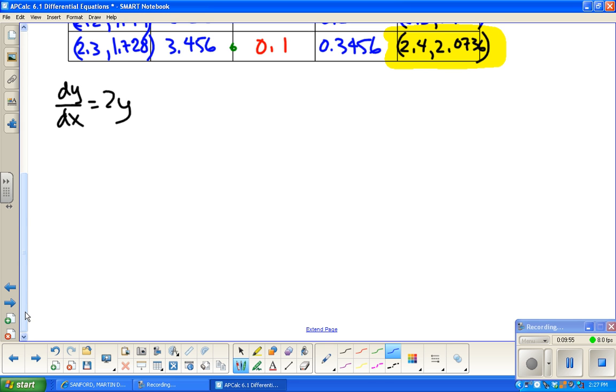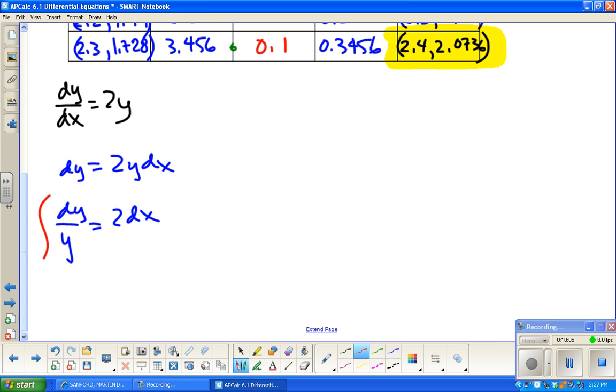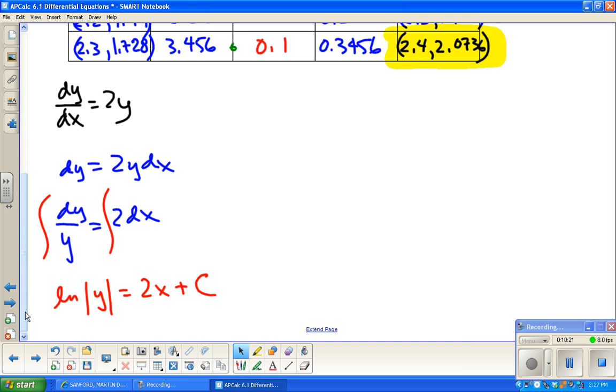So I'm going to separate the variables. dy over y equals 2 dx, and we're going to take the antiderivative. This is buzzing along, so don't freak out. Natural log of the absolute value of y equals 2x plus c. The antiderivative of 1 over y is natural log of y, but to have the domains work, we need the absolute value on that y. That's just a slight addition to the rules that we already knew.